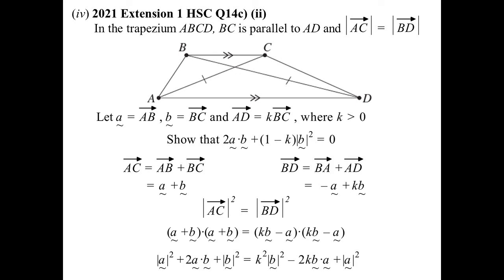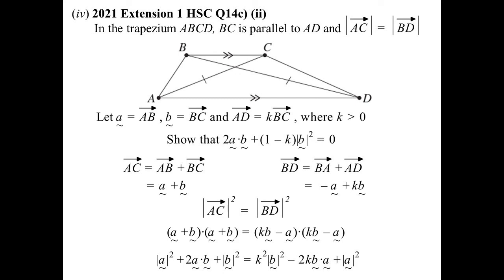Now, let me look at what we're trying to get to. It has 2 lots of A dot B. Well, I've got 2 lots of A dot B in there. I've got some other things as well. Magnitude of B squared, yes, I've got that. Magnitude of A squared, though. Oh, but that's all right, because I've got magnitude of A squared on both sides, so that'll disappear. I can get rid of that easily.